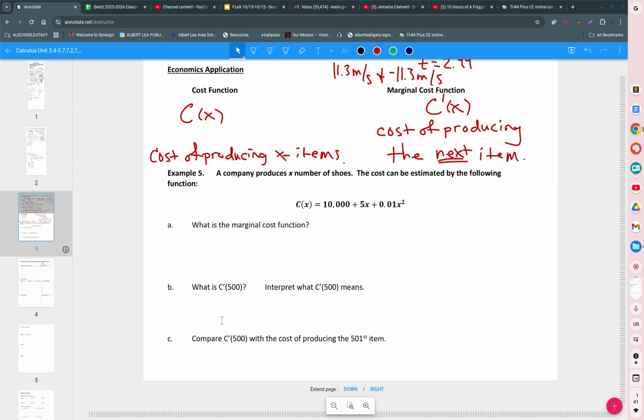So here we have it. It says a company produces X number of shoes. So this company doesn't want to produce cakes like Kira said.